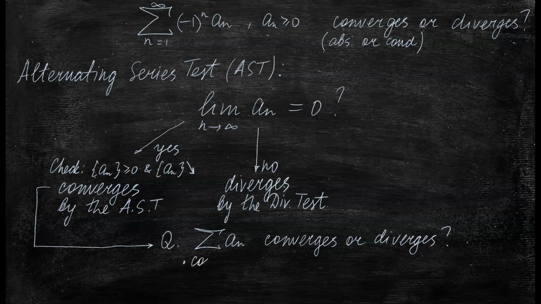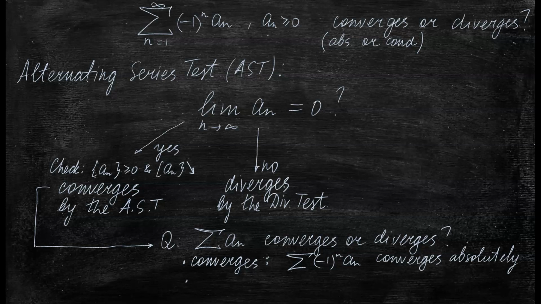And if it converges, then the original alternating series is said to converge absolutely. And if this series diverges, then the original alternating series is said to converge conditionally.